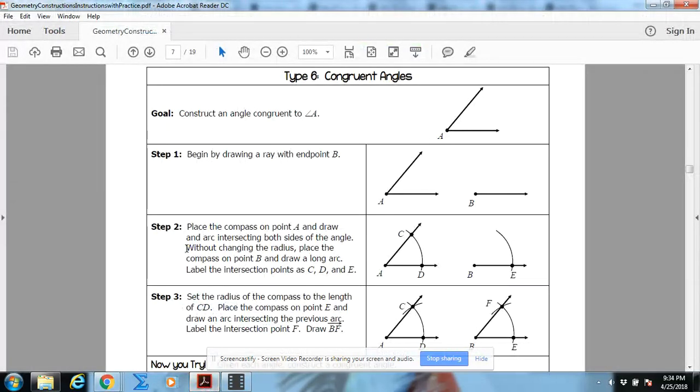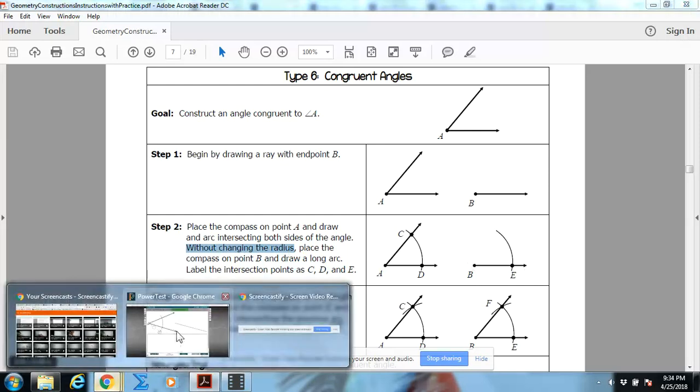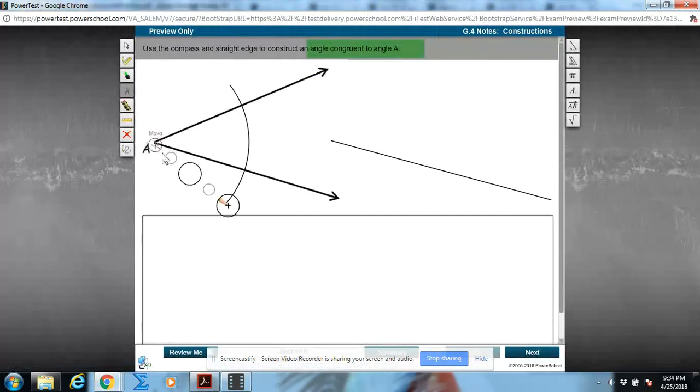Now, without changing the radius, place the compass at point B, which is the one we're making, and draw a long arc. So just copying that arc over. So don't change the size of the radius, just slide it over and make another long arc.